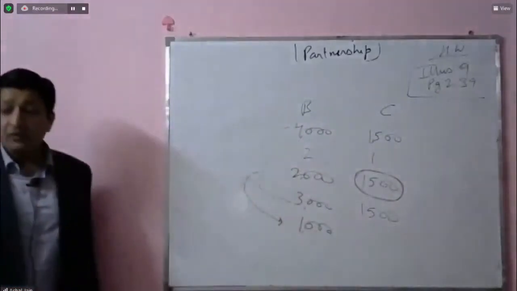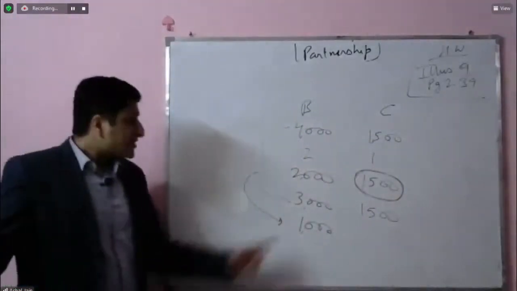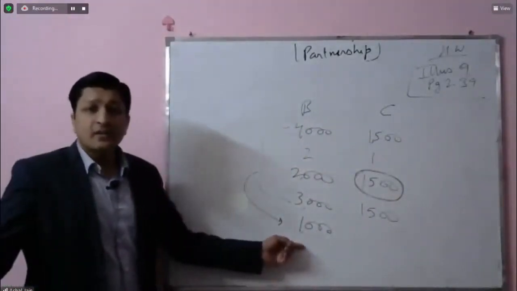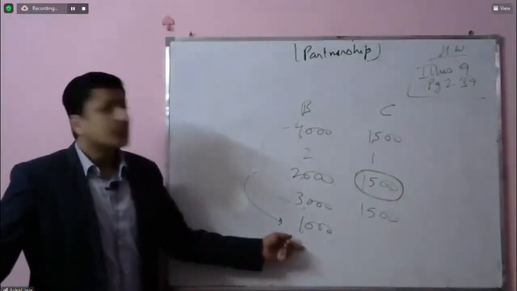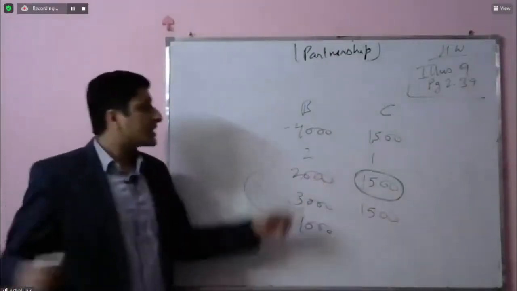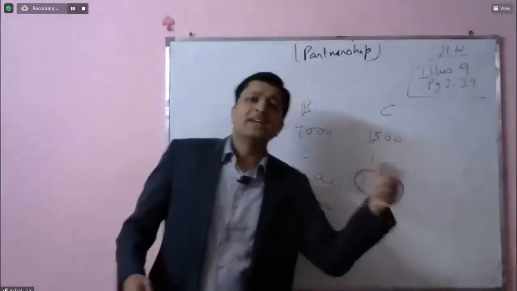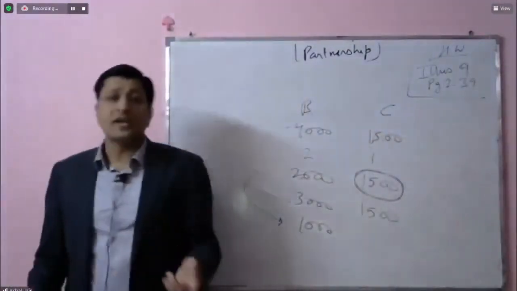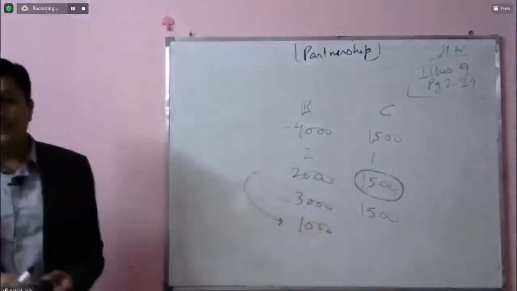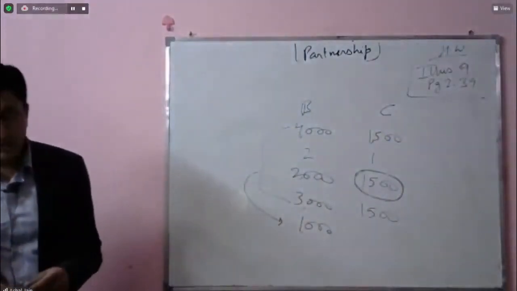So, in this scenario, what will happen? First of all, B will be paid to the extent of 1000. Then B and C will be paid to the extent of 3000 and 1500. Then A, B and C will be paid to the extent of their capitals. Clear? Simple.